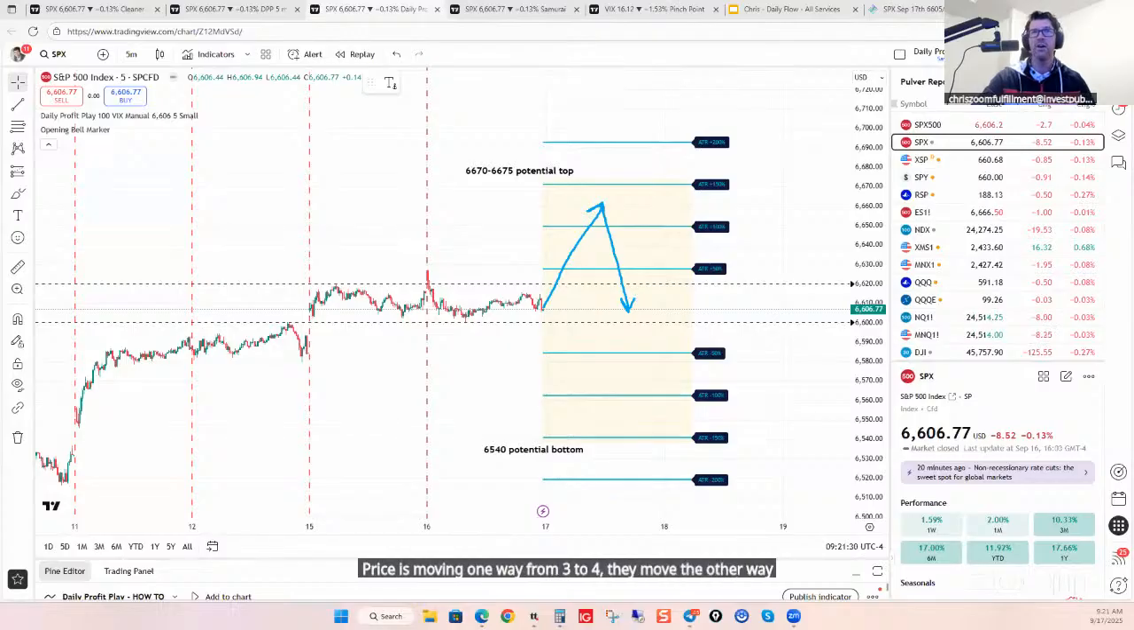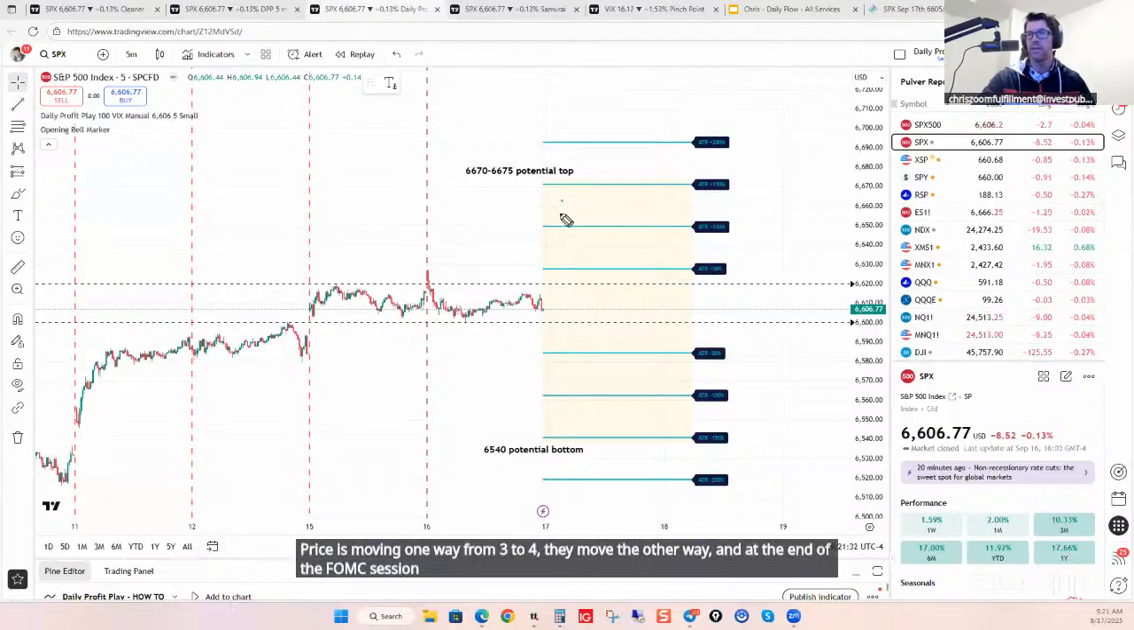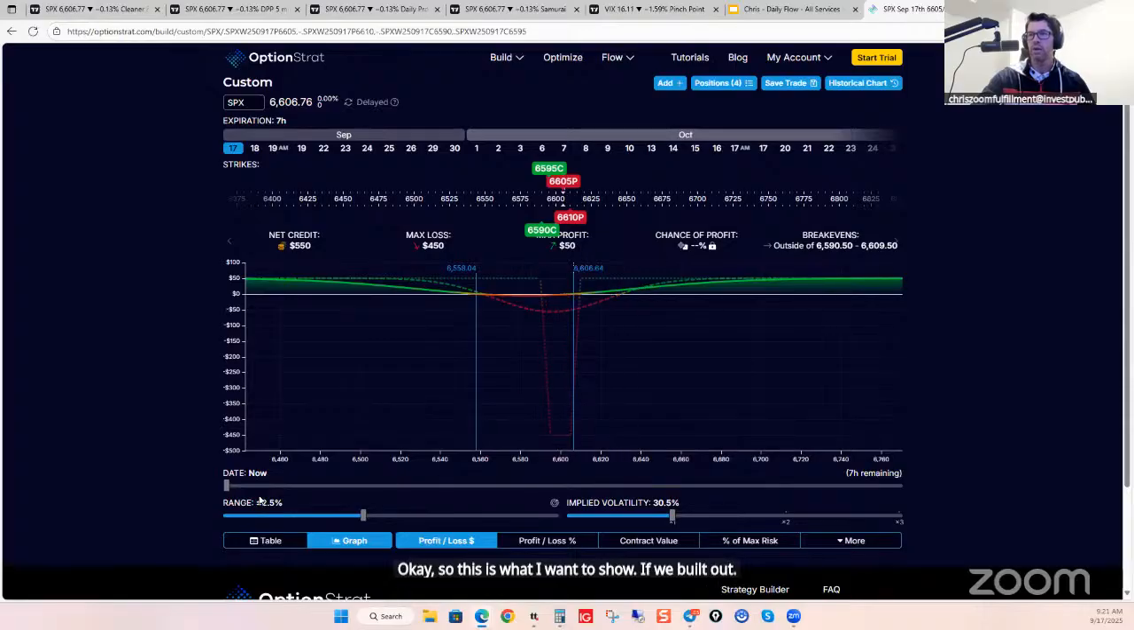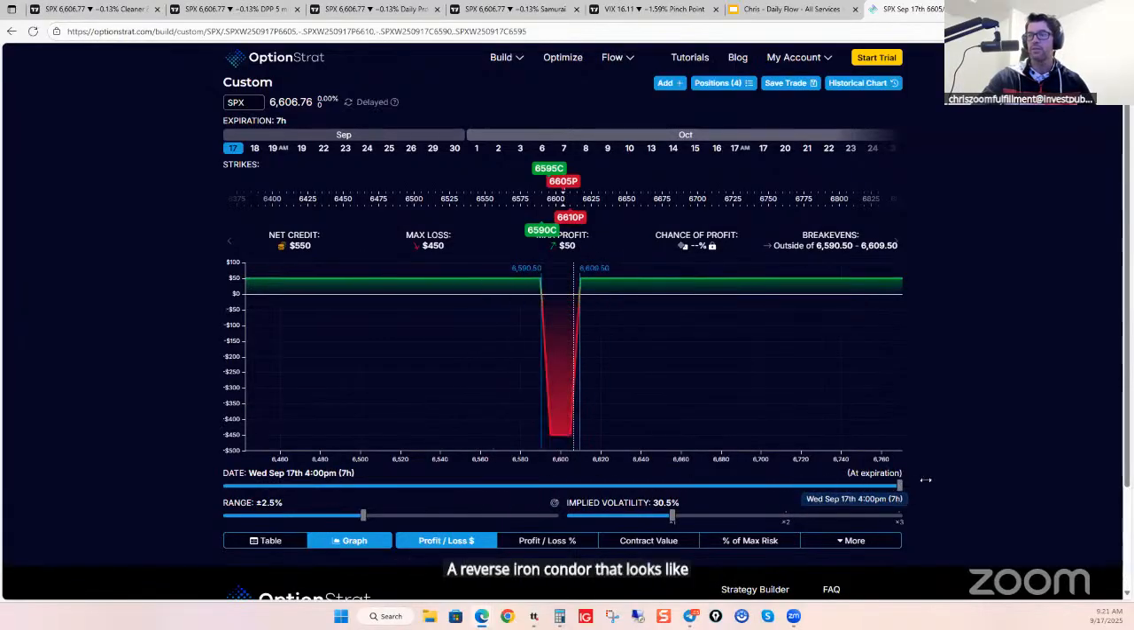And at the end of the FOMC session, it's basically a big ol' indecision candle. So if we're managing direction, if we wanted to do a reverse iron condor and we're managing direction in any type of move, we've got to manage that trade. Okay, so this is what I want to show. If we built out a reverse iron condor that looks like this, that's our dead zone. We need to get through this 20-point dead zone.